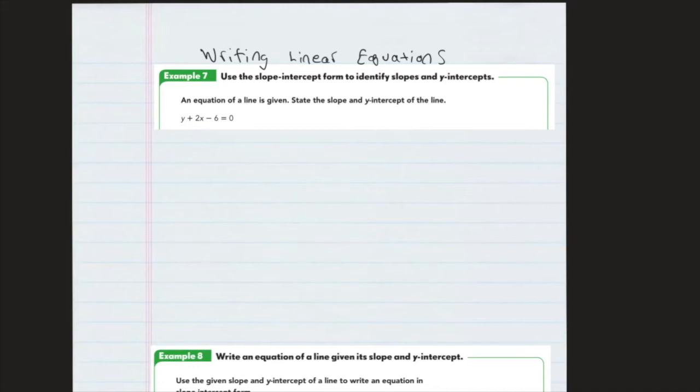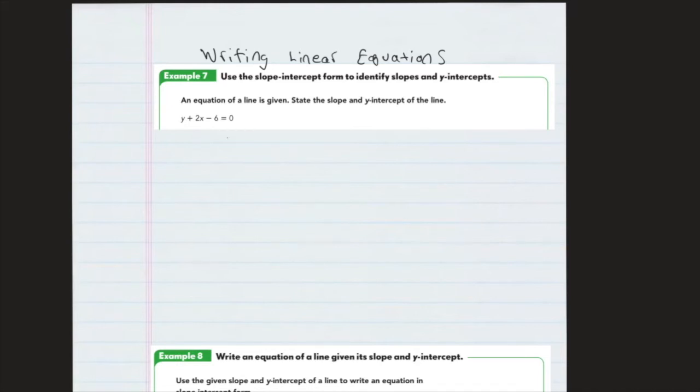The first question, an equation of a line is given. State the slope and y-intercept of the line. So even though it looks like right away we could say that the slope is 2 and the y-intercept is -6, remember that in order to pick out those numbers, the equation has to be in slope-intercept form.